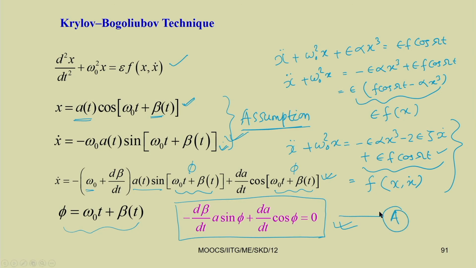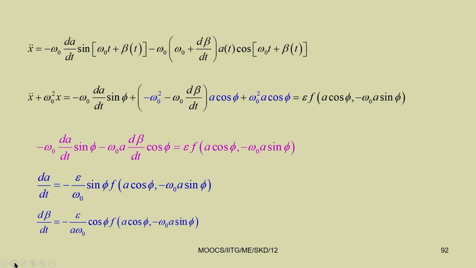Then next we can write this x double dot also. Now differentiating x dot equal to minus omega 0 a t sin omega 0 t plus beta t, if you differentiate this, then you can get minus omega 0 dA by dt sin phi, where phi is omega 0 t plus beta t, as already written. And then minus omega 0 into omega 0 plus d beta by dt, a t cos omega 0 t plus beta t. This also we can write equal to phi.